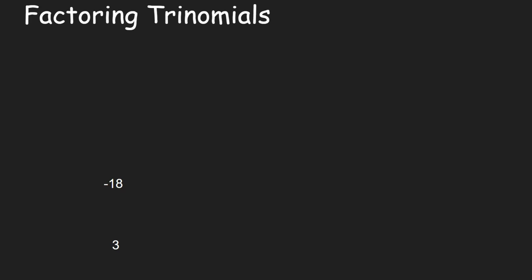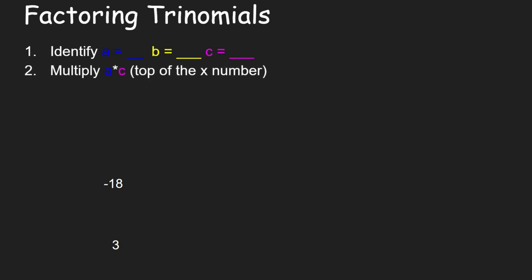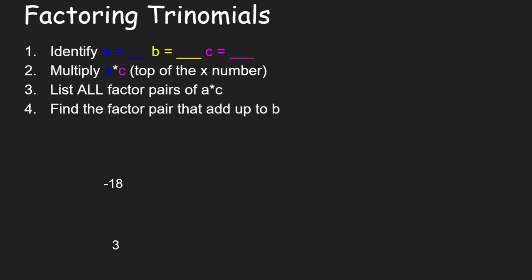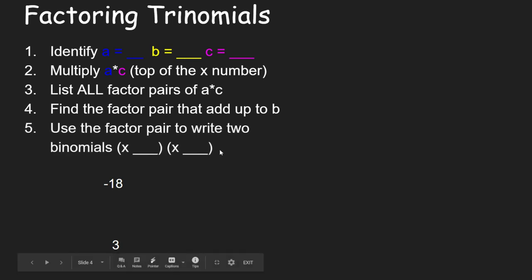When we go to factoring trinomials, we're undoing that whole process we just showed. So we first want to identify the a, b, and c values in the trinomial. Then we multiply a and c together, and that will become the top number of the x. We'll list all the factor pairs of that product, find the factor pair that adds up to b, the same x game we were playing before, and we'll use those factors to write our binomials.